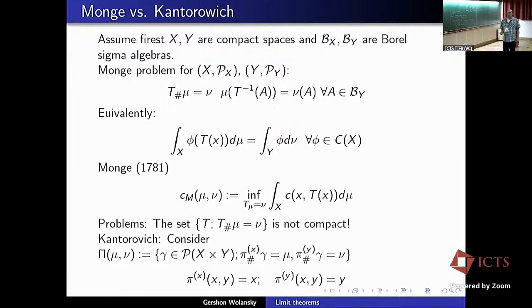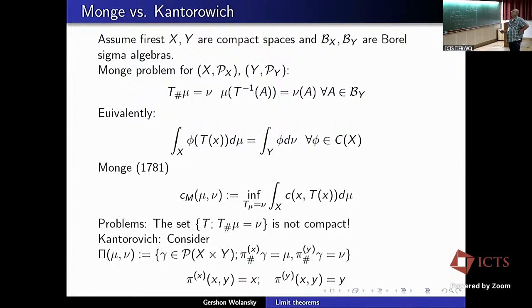Okay, now let us look again at the Monge problem. So first, assume that X and Y are compact spaces and have a Borel sigma algebra, and T is a mapping from X to Y. T pushes forward the probability measure mu to nu means that for any set A in the sigma algebra of Y, the measure nu of A is equal to the measure mu of T inverse of A.